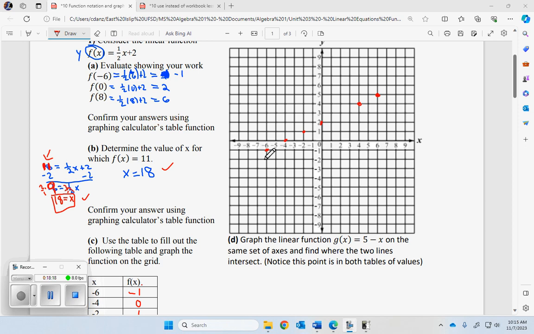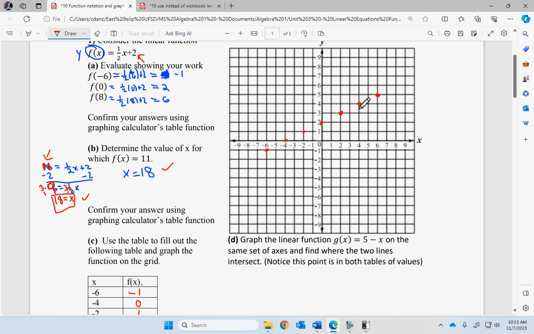I'm happy that my points landed in a straight line because this is a linear function. It's in the form of y equals mx plus b. Honestly, I would not have graphed this using a graphing calculator because it's just too easy to start at your y-intercept of 2, which is right here, and then use the slope of 1/2, go up 1, right 2. There's actually a point right here, even though it wasn't in my table.